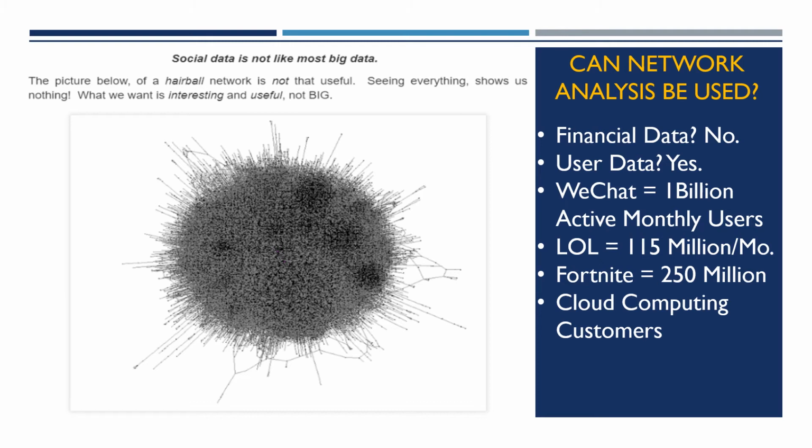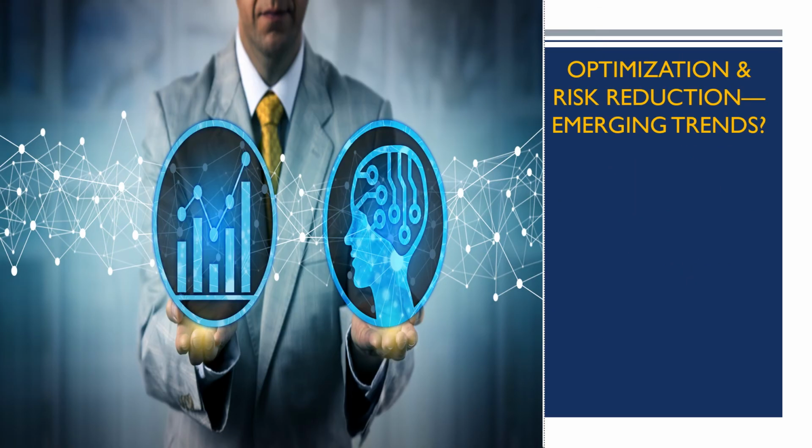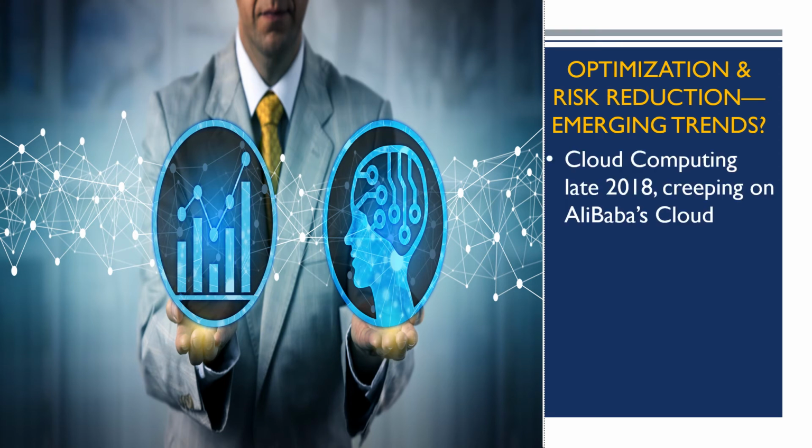So can network analysis be used? Refer to the first two bullet points. Financial data, no. So we're not going to dive too much deeper on this in this assignment. But can they apply it in other areas of their enterprise? Absolutely. All right, moving on to optimization and risk reduction, and what are the emerging trends that we should look for? I've mentioned it a few times already, but probably the biggest emerging trend right now that Tencent should continue to pursue is the cloud computing industry.